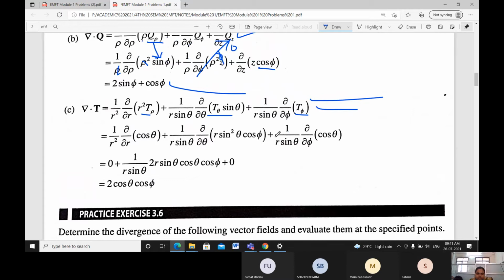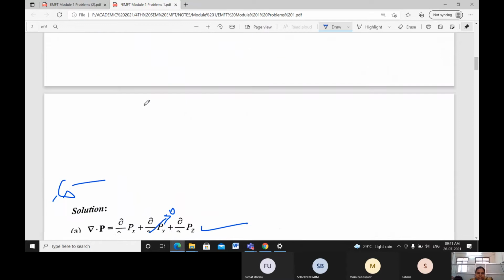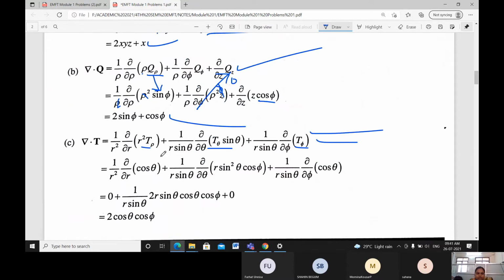Then go for differentiation. Here r squared is there, and 1 by r squared is there, right? 1 by r squared, so we will get cos theta only. Here T theta is r sin theta cos phi, sin theta into sin theta is going to be sin squared theta cos phi. Here T phi is cos theta only.